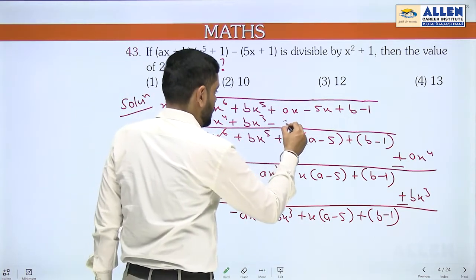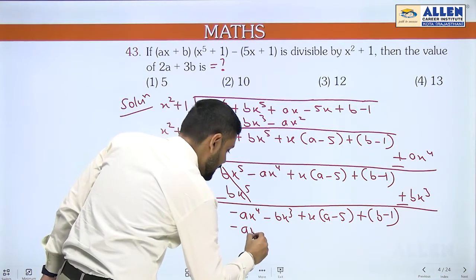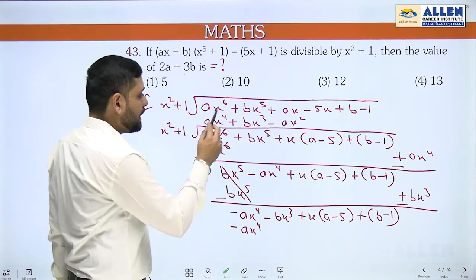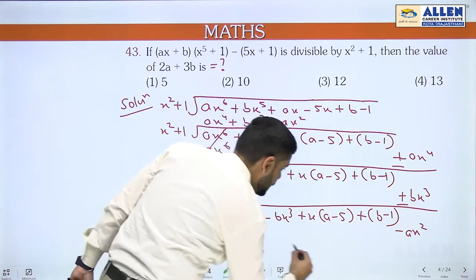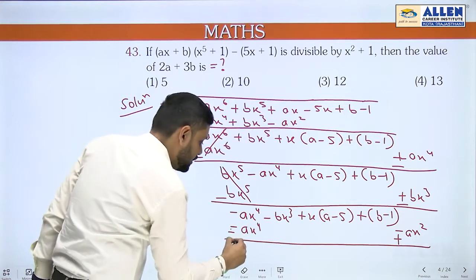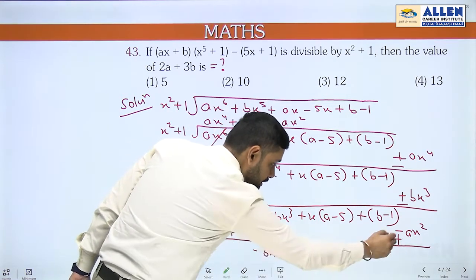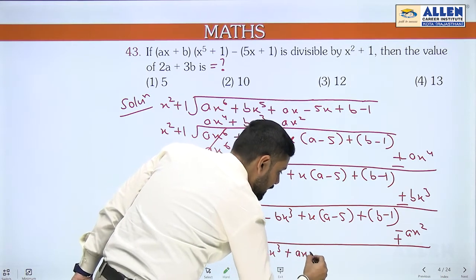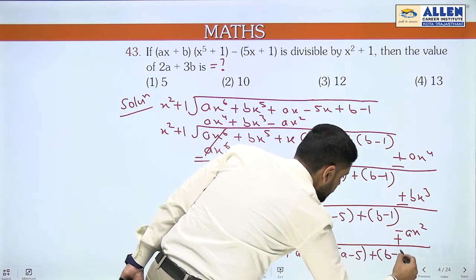Now again we'll multiply by ax². So what we will get? We will get minus ax^4 minus ax². And now again we'll change the sign. This term will get cancelled. So we'll get minus bx^3. Here this term we'll write down here, ax² plus x into (a - 5 + b - 1).